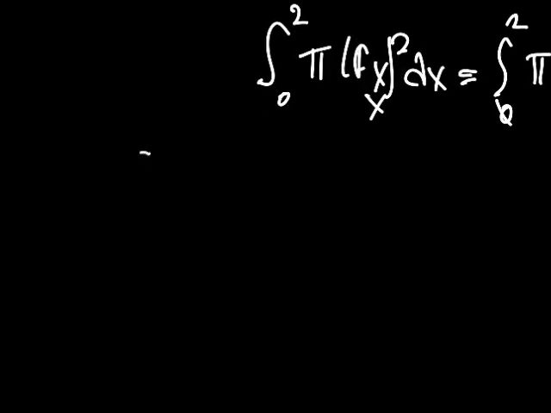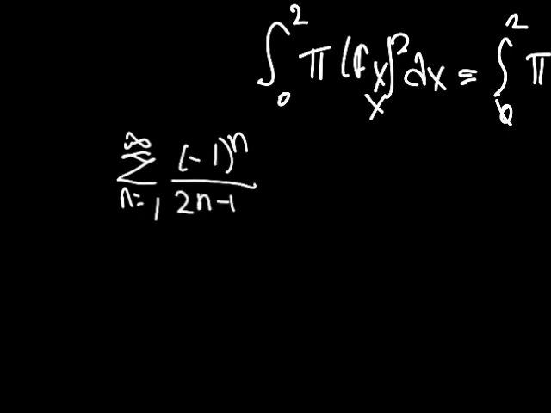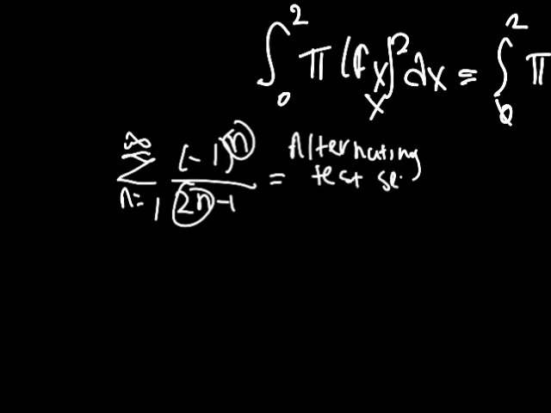In number 4, it's asking us to find the sum when n goes to infinity of (-1)^n over 2n minus 1. And in this case, you see here, we can use something called the alternating series test. Why can we do this? Because there's a negative sign here.